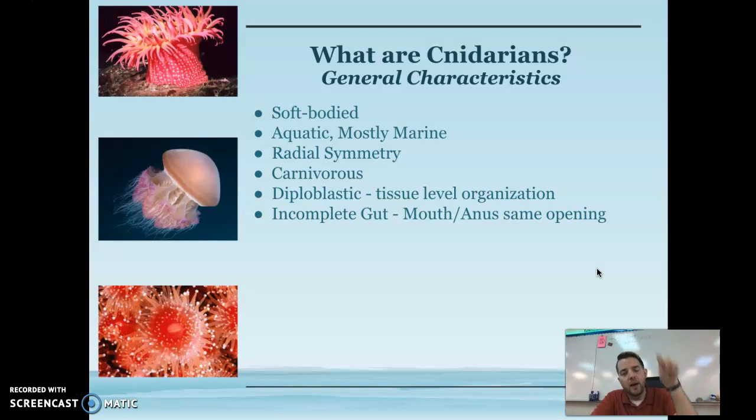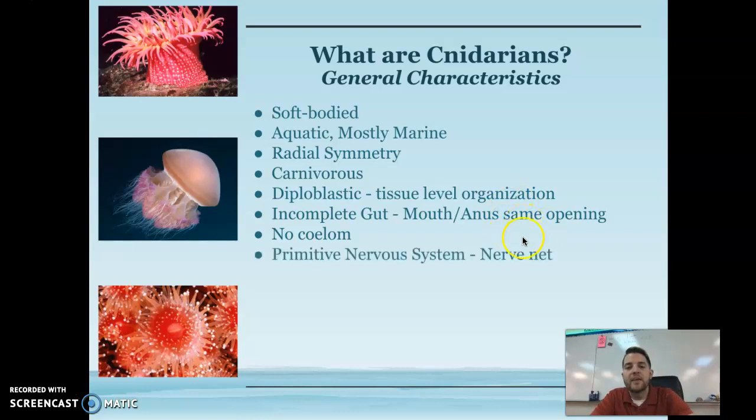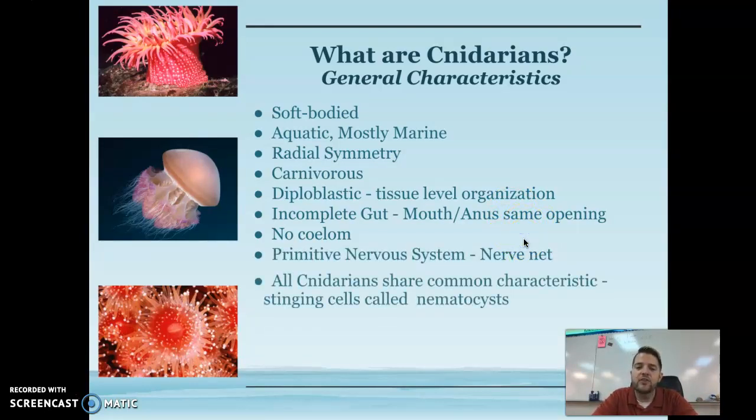They have a mouth. They have a cavity inside. They have tentacles around their mouth. And that's how they consume. They have no coelom. So these are organisms that, because they don't have a mesoderm, don't have any sort of body cavity. They have a very primitive nervous system called a nerve net. All Cnidarians share one major common characteristic, stinging cells called nematocysts.